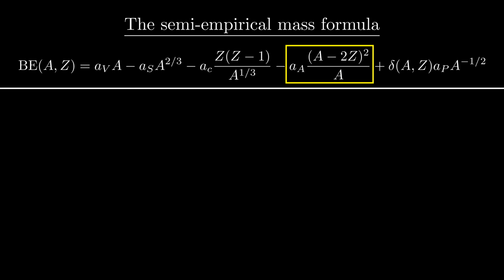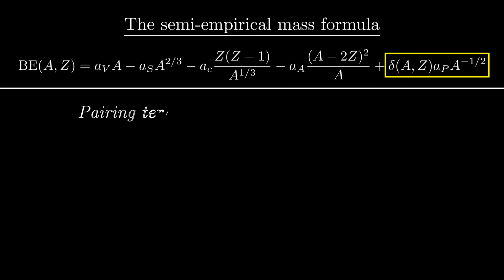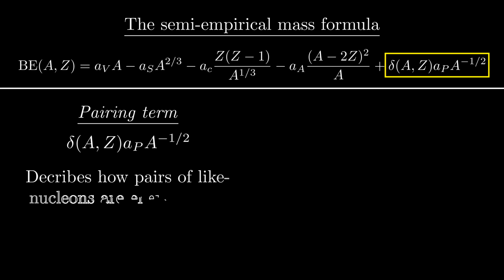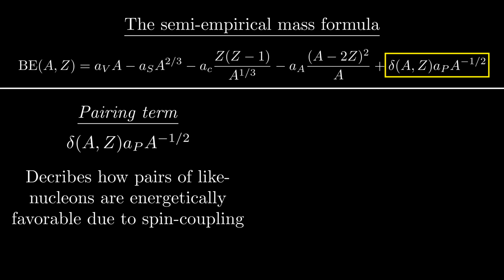Finally, we have the pairing term, with the form delta of A and Z times A sub P times A to the negative 1/2. This describes the effect of spin coupling. Due to the Pauli exclusion principle, it's preferable to have an even number of like nucleons, as there can be one spin-up particle for every spin-down particle. If there's an odd number of a type of nucleon, one of the nucleons won't have a partner to pair off with, and it will lose out on the lower energy state it could have achieved through spin coupling. This delta function captures this.